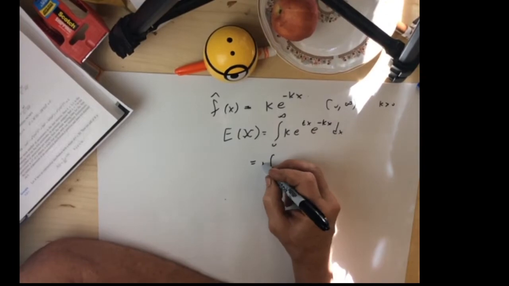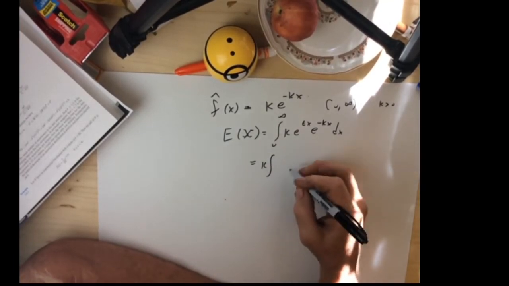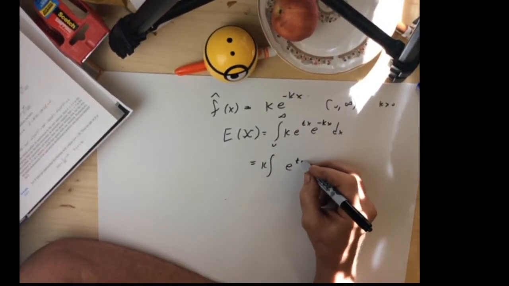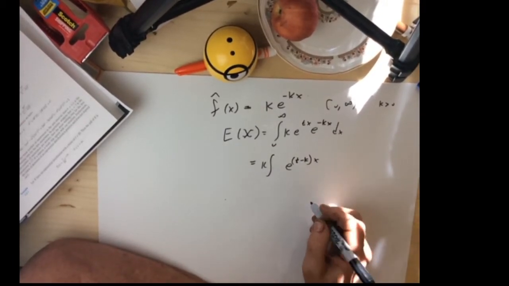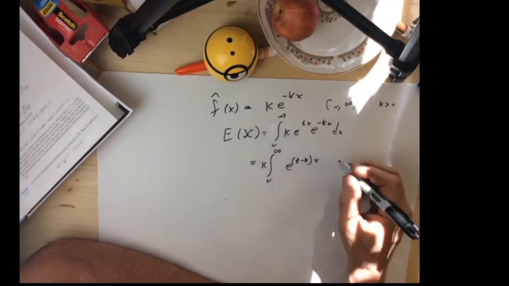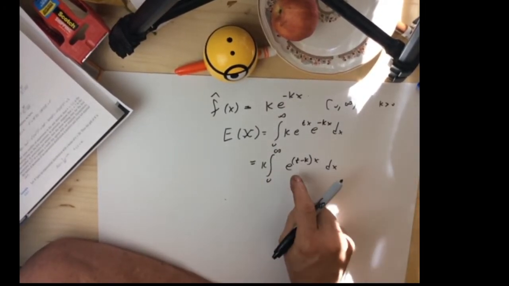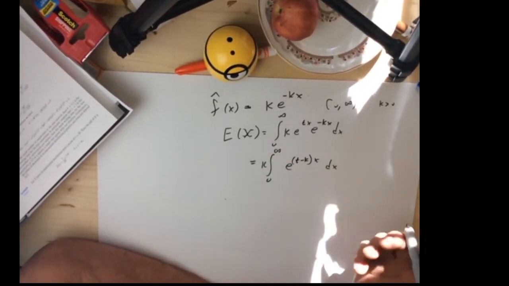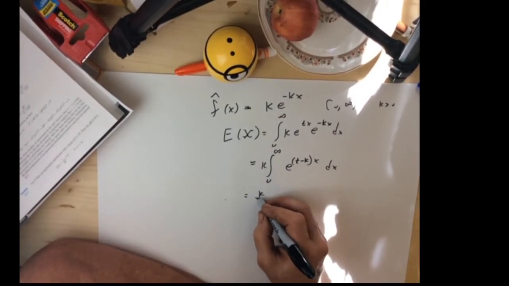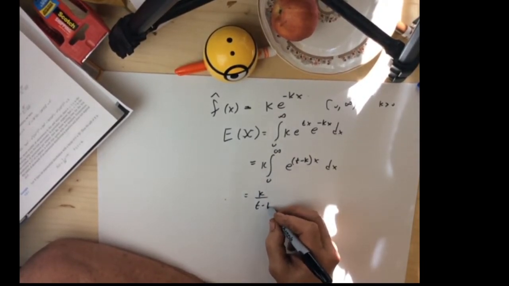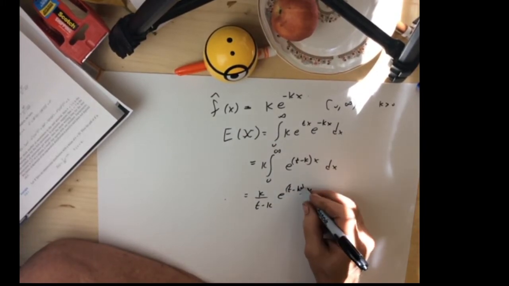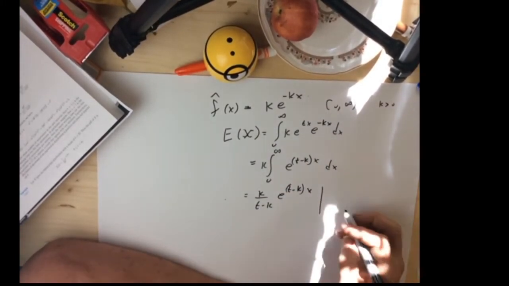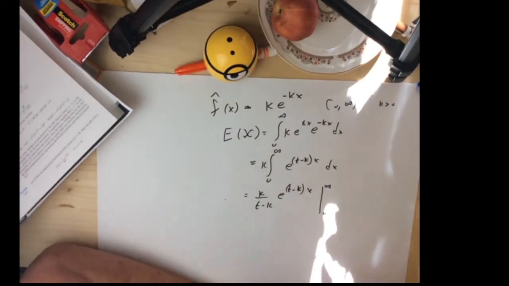The algebra here is pull the k out, write this as e to the t minus k to the x power. This is still 0 to infinity dx, but now it's an e to the lambda x, whose integral is 1 over lambda. And we're now going to evaluate this from 0 to infinity.